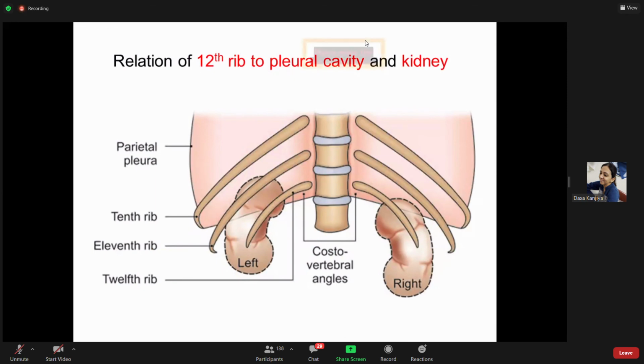Now this picture shows you the relations of the kidney with the rib as well as pleural cavity. See this pink colored outline shows you the outline of the pleural cavity.